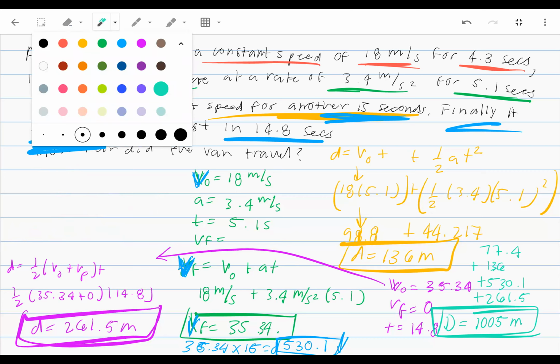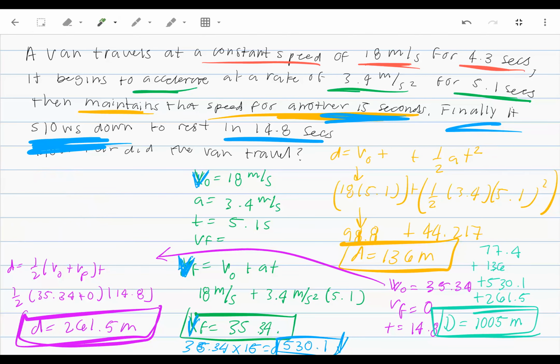And when I was in your class, I would use graphs to draw the picture. So here, let's say you're the car, or you're in the van. We used red for the constant speed, which was 18 meters per second for 4.3 seconds. So that's going to be here. That's the car going right here. And that dot is where the 4.3 ends.